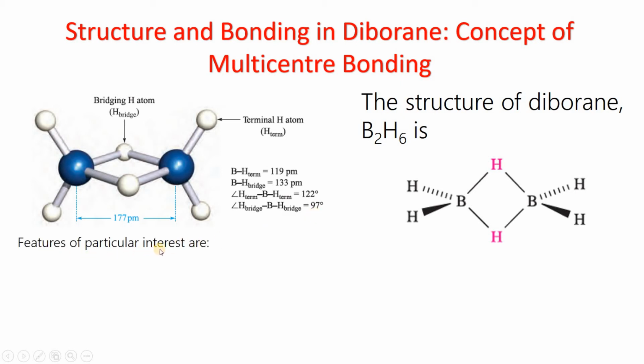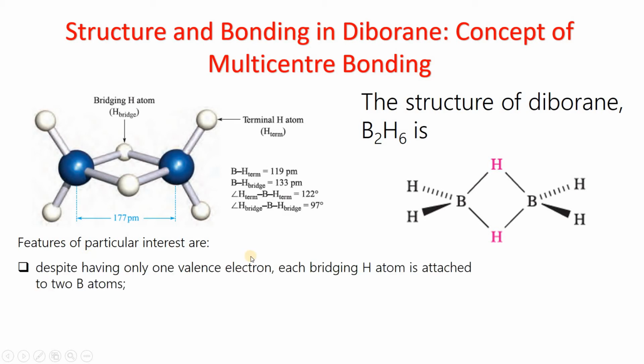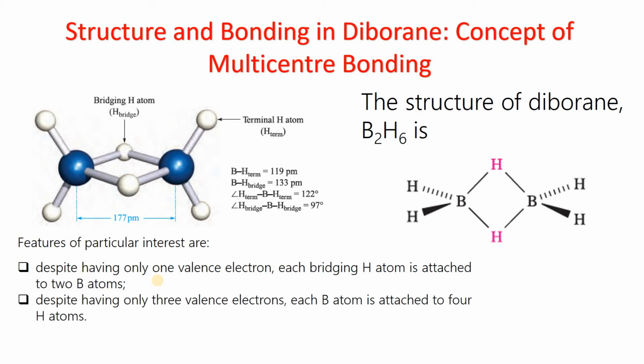So the features of particular interest are: number 1, despite having only one valence electron, each bridging hydrogen atom is attached to two boron atoms, which is an interesting feature. The hydrogen is attached to the two boron atoms although it has only a single valence electron. Second point, despite having only three valence electrons, each boron atom is attached to four hydrogen atoms. This is another interesting feature.